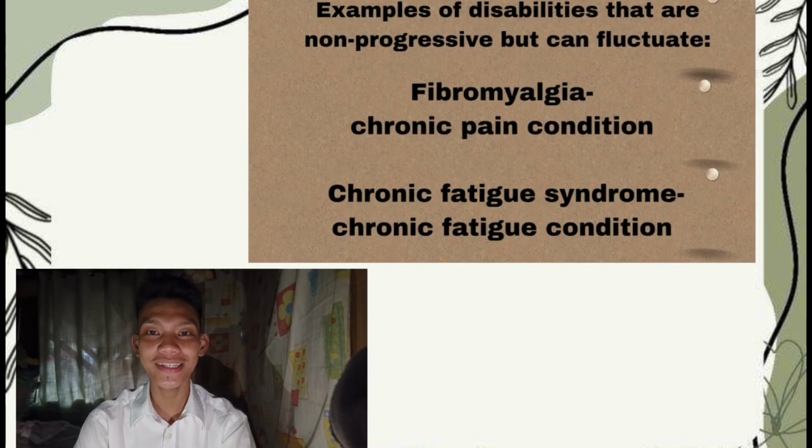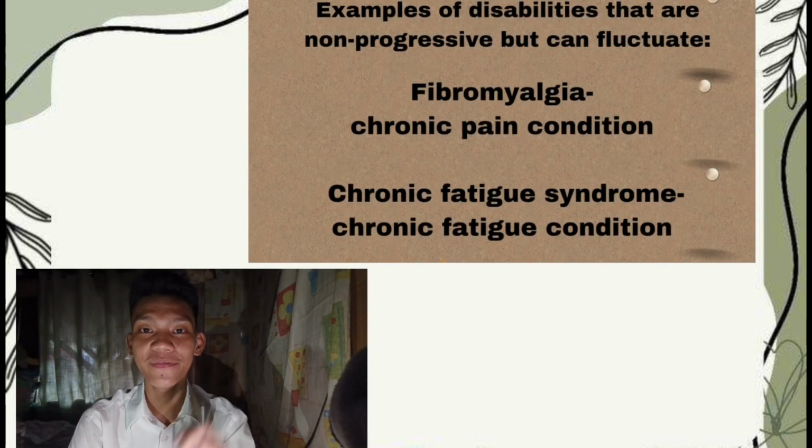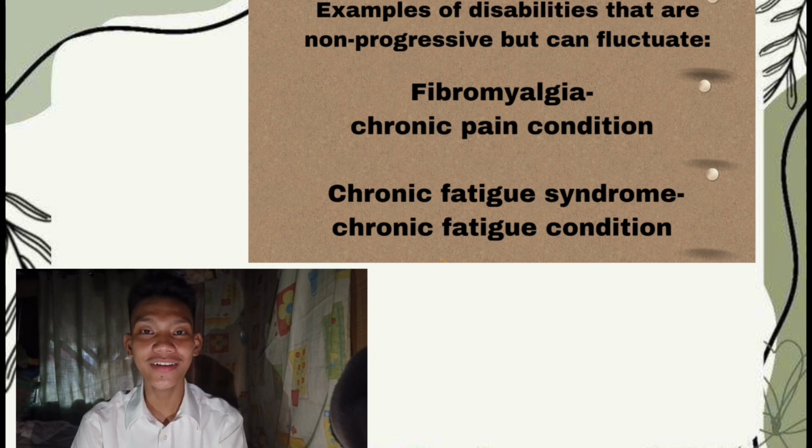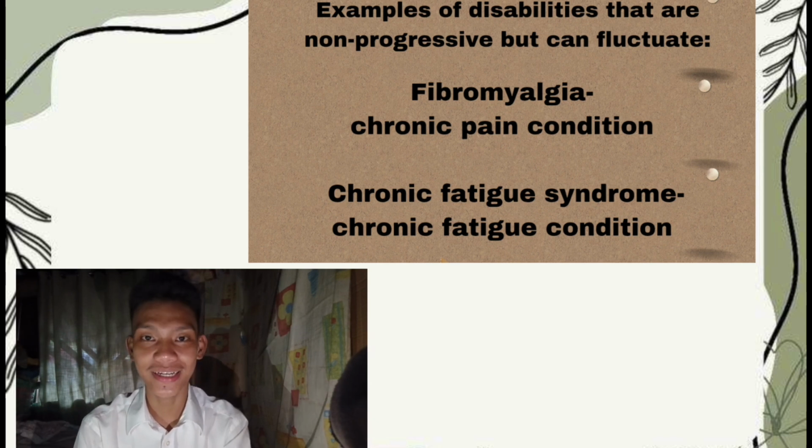Examples of disabilities that are non-progressive but can fluctuate. First, we have fibromyalgia, a chronic pain condition, and chronic fatigue syndrome, a chronic fatigue condition. And finally, we are down to the last part of this discussion.